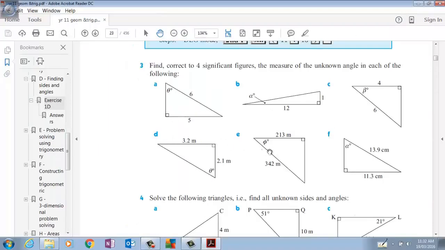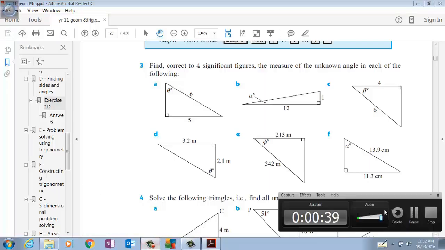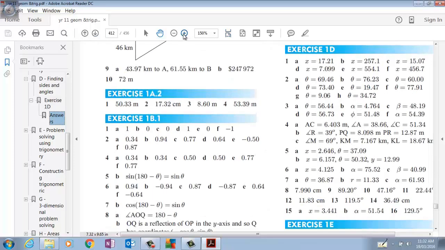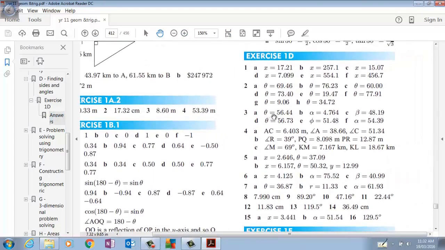Now just pause the video and try and do question 3 and come back and see the solutions. And here are the solutions for question 3: A, B, C, D, E and F.